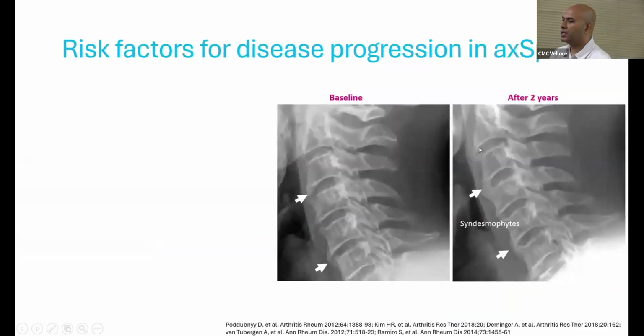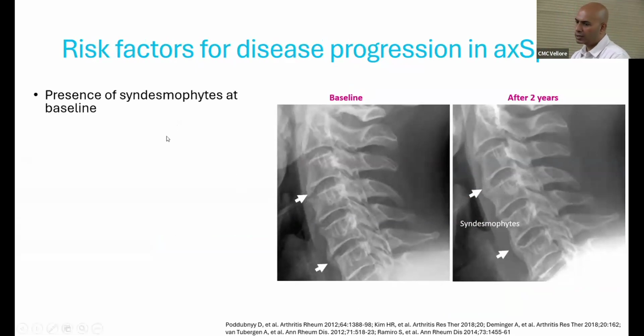So, risk factors for disease progression. This is a baseline X-ray of a gentleman. And 2 years later, look at what has happened. There was something happening here. There was a small syndesmophyte, which is actually fused here. So this is what we try to prevent as much as we can. And if we know the risk factors, presence of syndesmophytes at the baseline is one of the major risk factors for a patient developing a progression of the structural lesions.